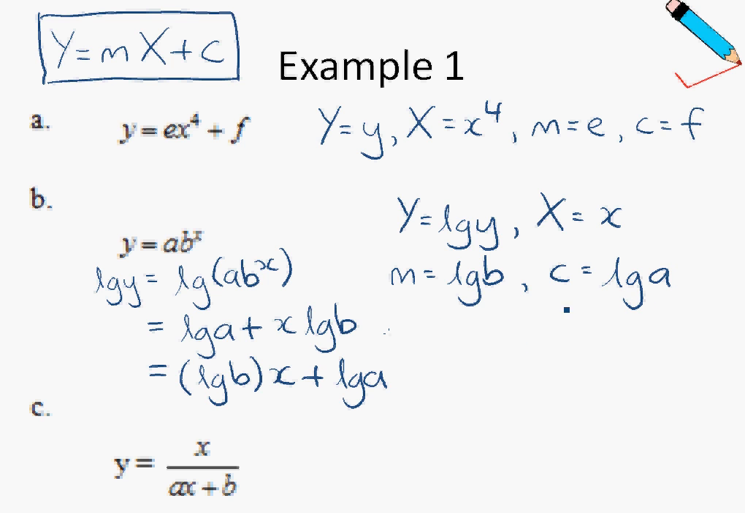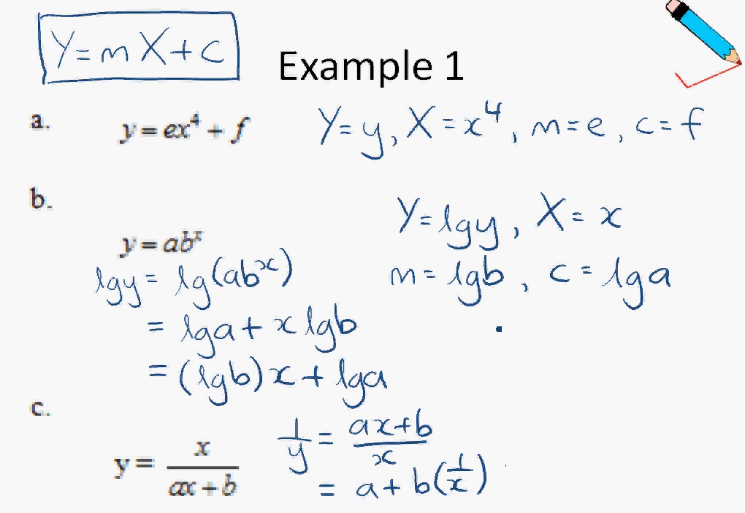Now one more example over here. We see a very complicated looking function, but what we're going to do is to take the reciprocal of both sides of the equation. So I'll get 1 over y equals ax plus b, over x. And then if I divide the x throughout, I'll get a plus b times 1 over x.